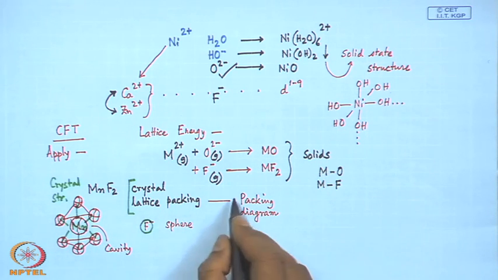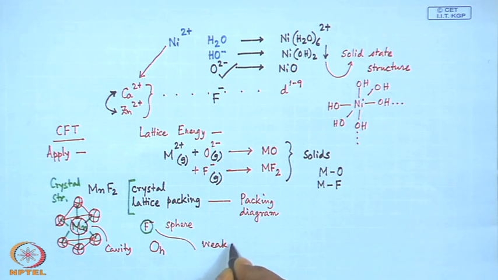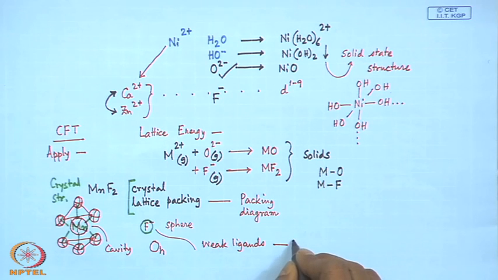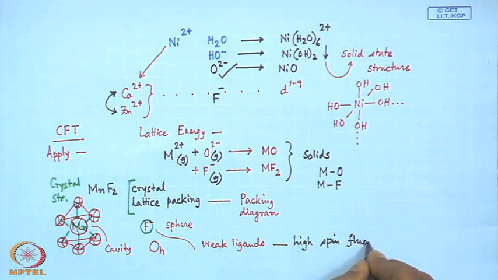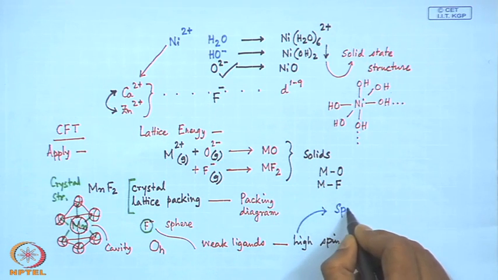So, basically in this crystal field diagram and corresponding crystal field packing, the cavity forming around manganese is giving us a corresponding octahedral crystal field due to these fluoride anions, and these fluoride anions are weak ligands. We are now very well accustomed with the idea that when we have fluoride ligands, which are weak ligands, we will be having high spin fluorides, because we do not expect any kind of spin pairing.